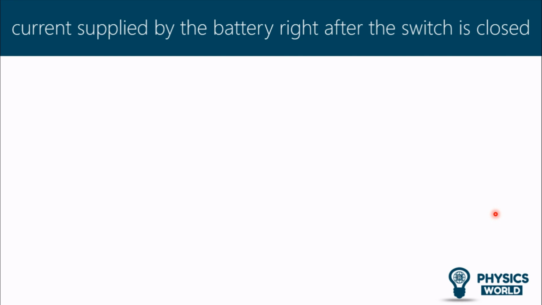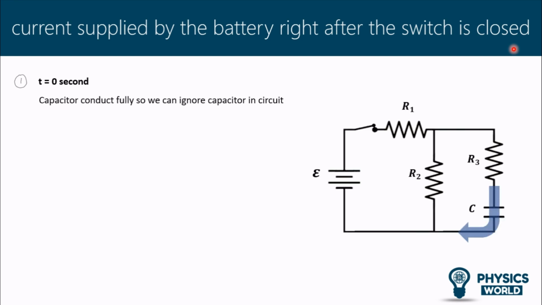So friend, now we are going to solve our first problem, current supplied by the battery right after the switch is closed. As we know, the circuit has been open for a long time, so the capacitor is completely discharged. Now when we close the switch at time t = 0 s, the capacitor conducts fully. Maximum charge passes through the capacitor, and initially at t = 0 s there is no charge and hence no voltage on the capacitor. So we can ignore the capacitor in the circuit.